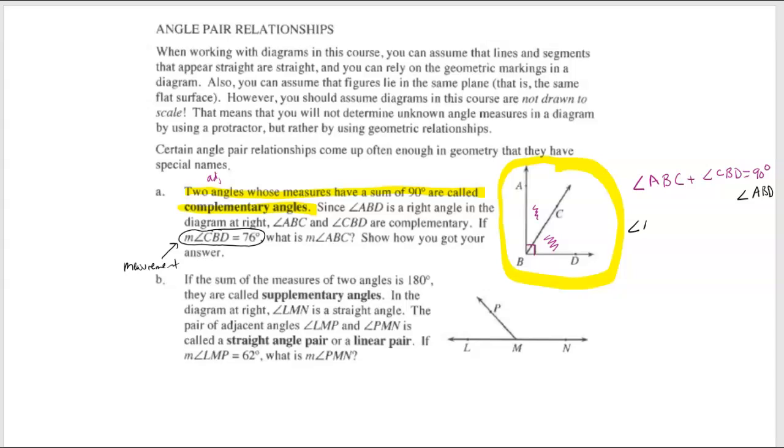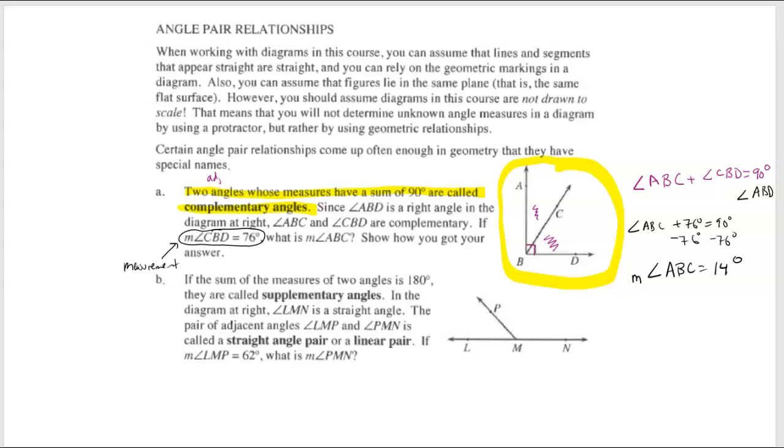So angle ABC plus 76 is equal to 90. We can easily subtract 76 degrees from both sides, and I'm going to get that ABC is equal to 14 degrees. Now technically this is a measurement, so we should put the little m next to it. If we forget, not too big of a deal.